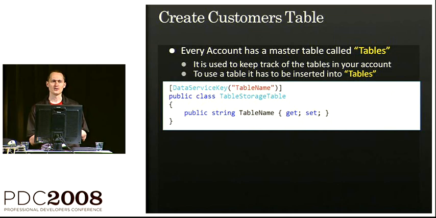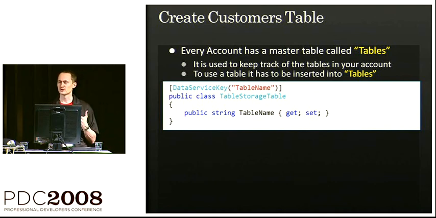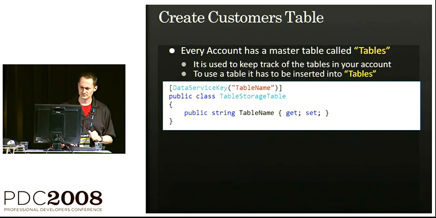So for every storage account, you actually have already defined inside of it a master table. This table is used to keep track of all the tables that you create. So if you actually want to create a table, you first have to register it with this master table. And the class that's shown here is the default schema or class definition for that master table. And it's only showing one member field, which is the table name that you need to define when you add a table to this master table. In this example, we're going to add customers to this master table.